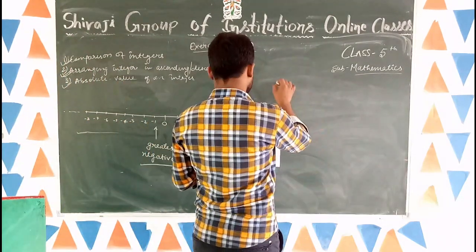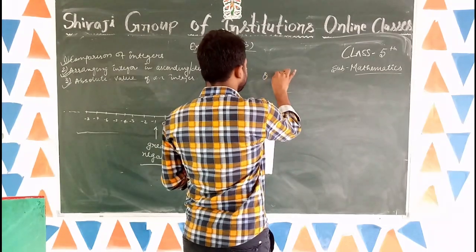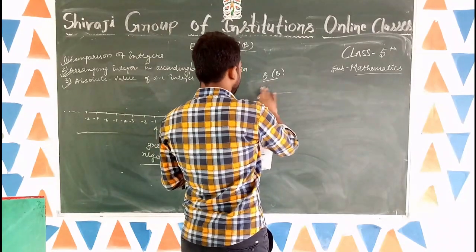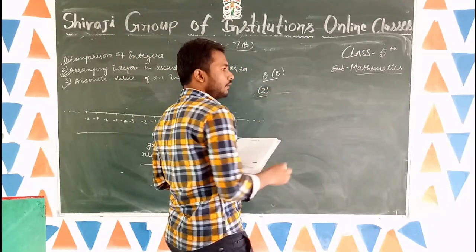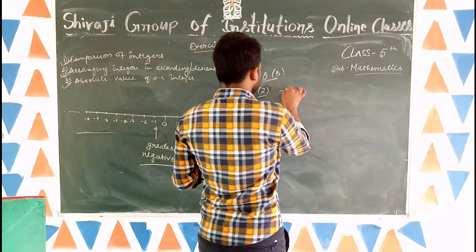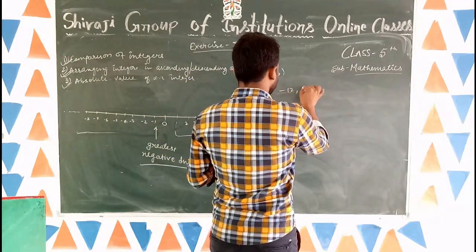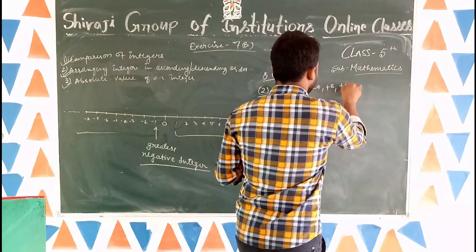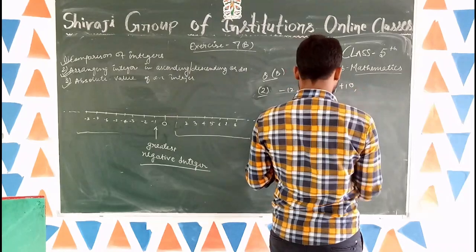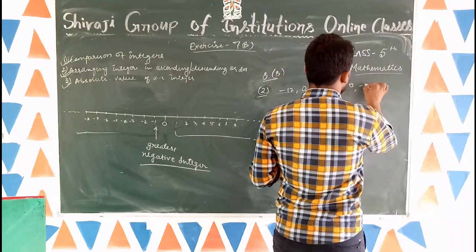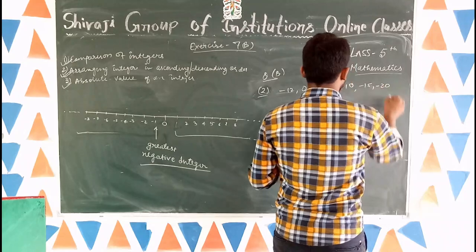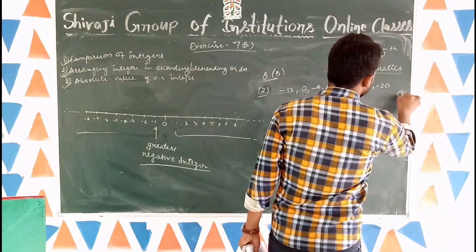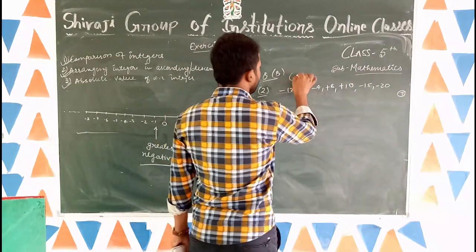Let's say question B, part number second. First question you have to solve yourself. The question is minus 12, 0, minus 4, plus 8, plus 10, minus 15, and minus 20. So there are total 7 numbers, and we have to arrange this in ascending order.